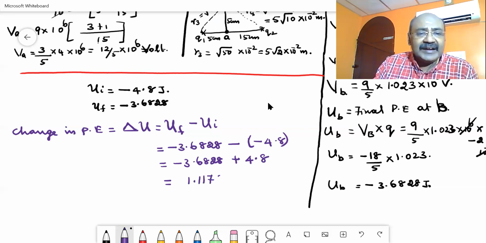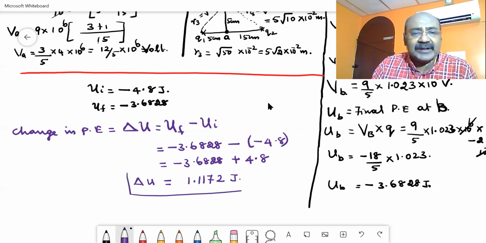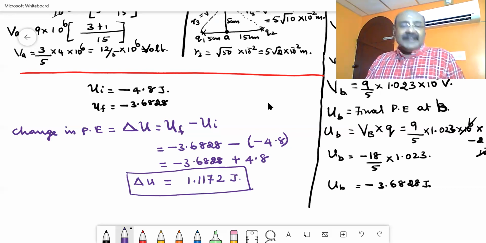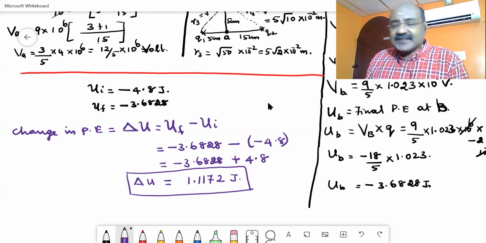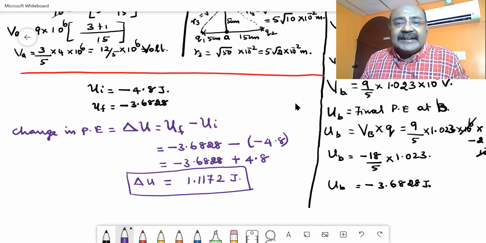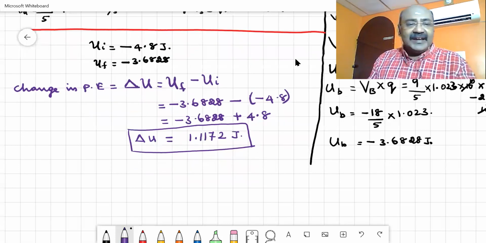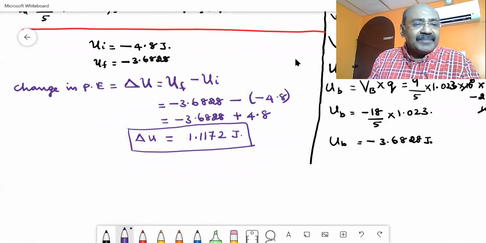This we are taking as the change in potential energy. Clear? Then the second option is asked. What is the interpretation of this answer? See, option B. They have asked about interpretation. So what is that interpretation?